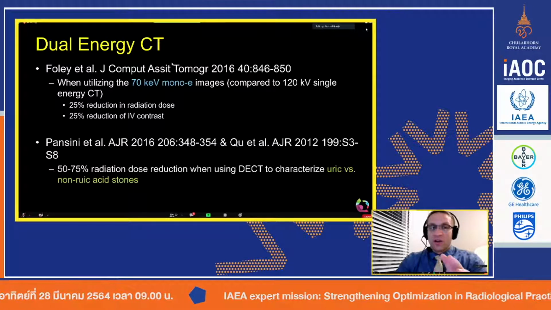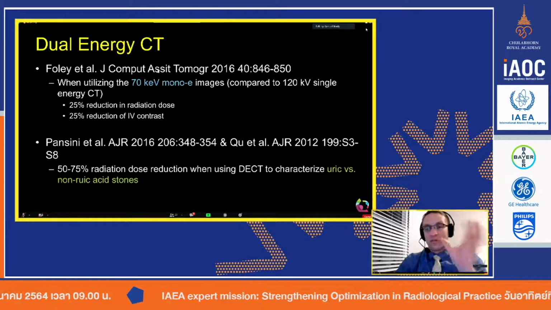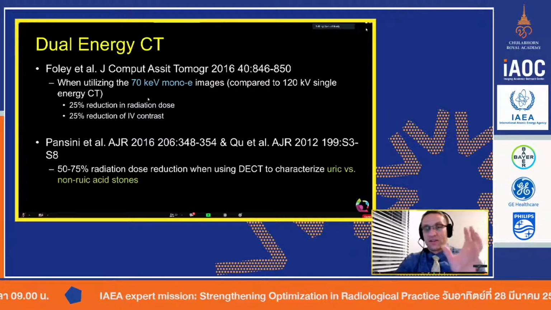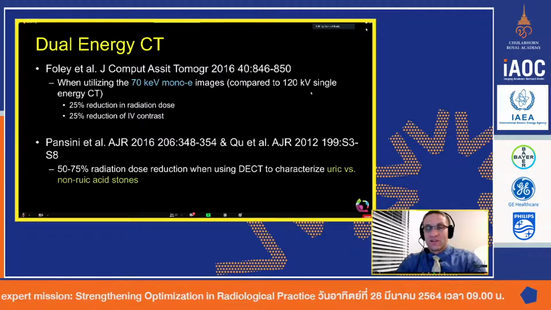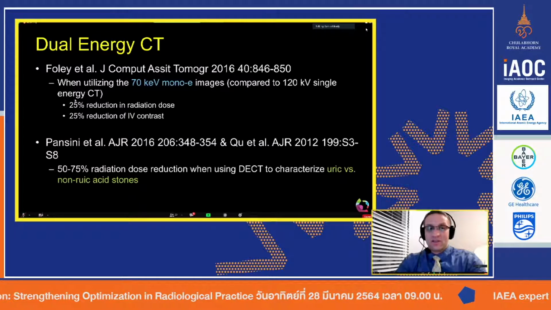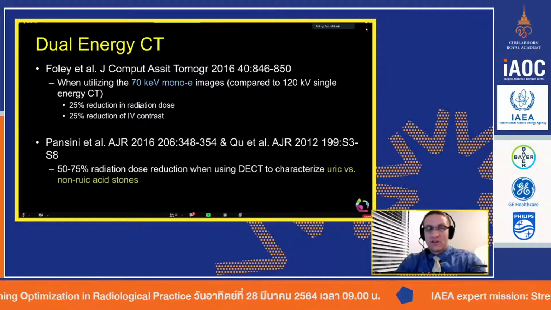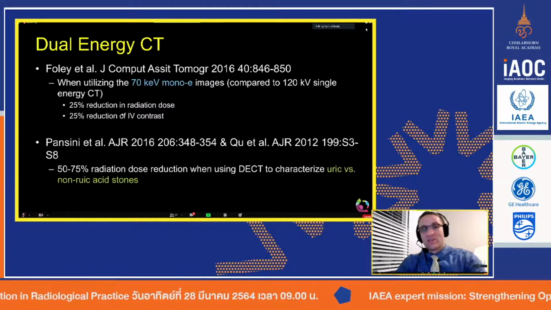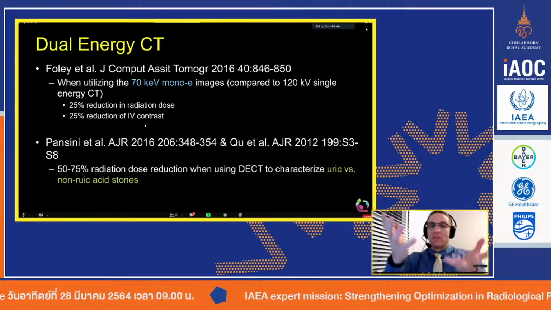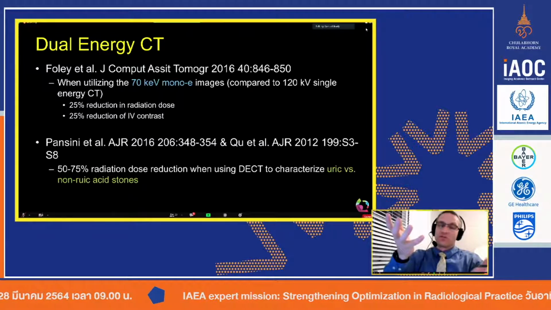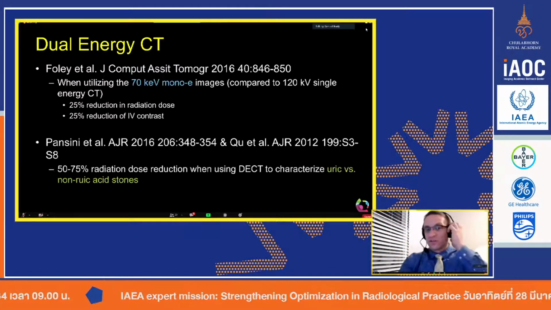Now, when it comes to actually comparing the image quality, for example, looking at the 70 keV mono E images compared to a single energy 120 keV, you can see 25% reduction in radiation dose, and in this publication, 25% reduction in IV contrast. So you can maybe leverage that. Instead of doing all dose reduction, you can do contrast reduction too.